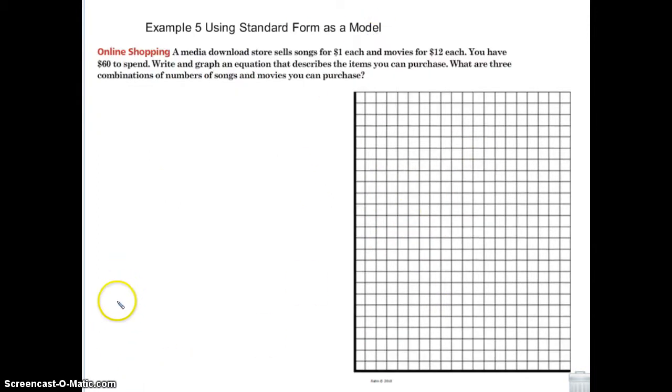Okay, so here's our last problem of chapter 5.5. I want you to try to do this the best you can. See if your graph matches up the same or matches up with mine.